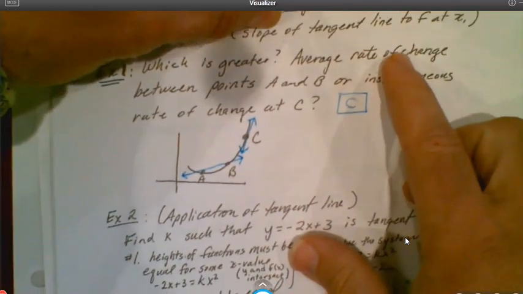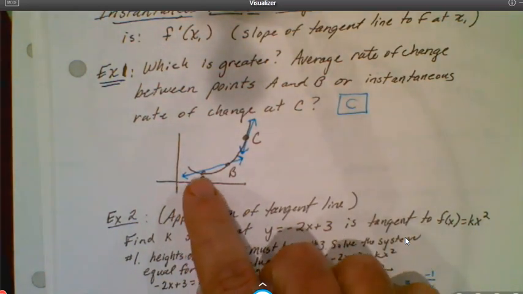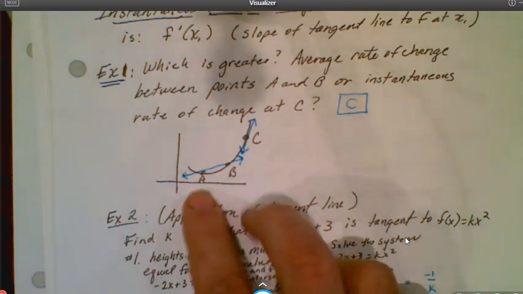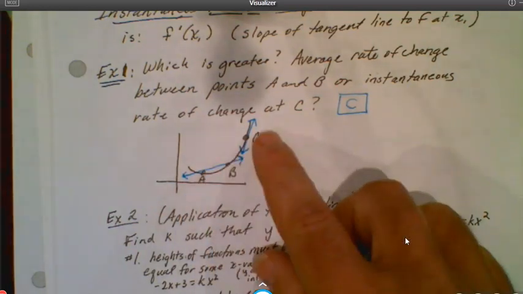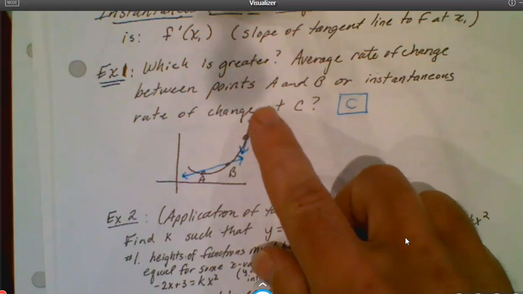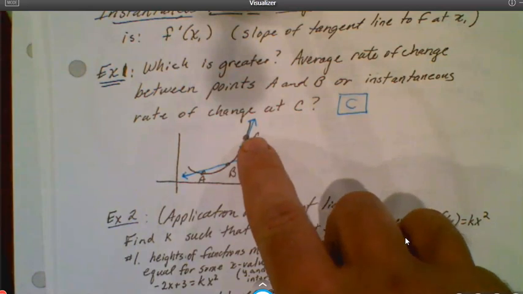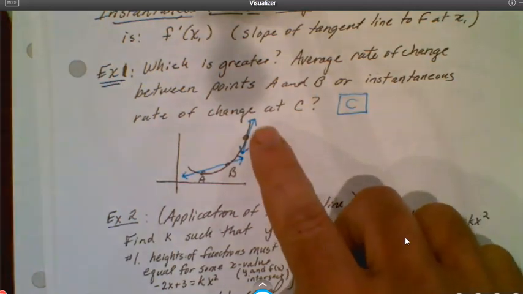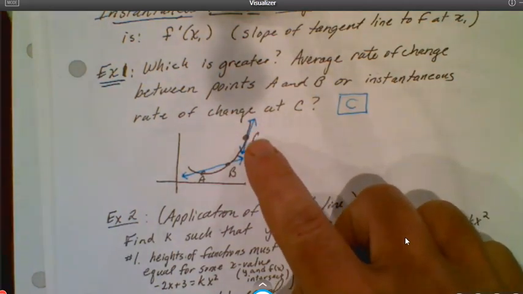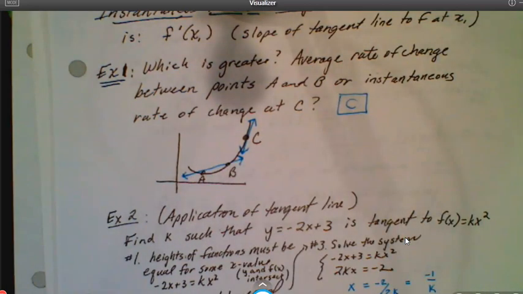So let me show you an example here. If you look at example 1, if I were to find the average rate of change between point A and point B, so I have 2 points, if I connect the dots on that, I get a secant line because it connects at 2 points. If I were to have a tangent line at point C, you can see it only hits at 1 point. And so if I get the instantaneous rate of change here versus the average rate of change here, obviously in this case, you can see that the tangent line has a much steeper slope than the secant line, so the answer for this one would be C. It just has a greater slope at that one.